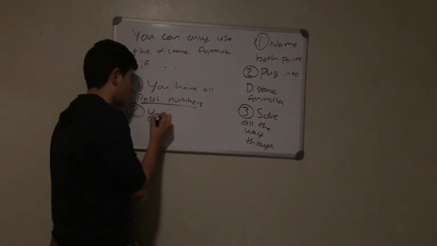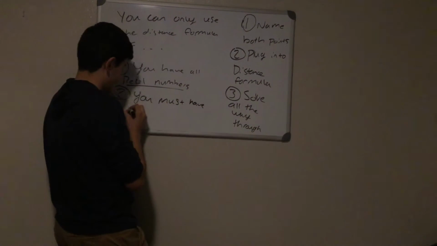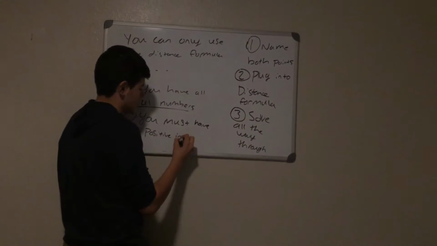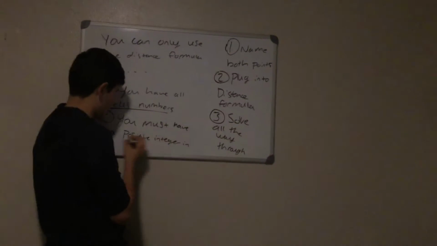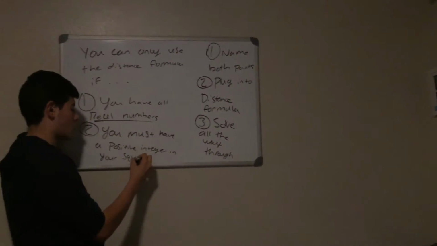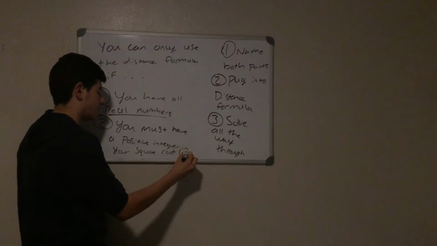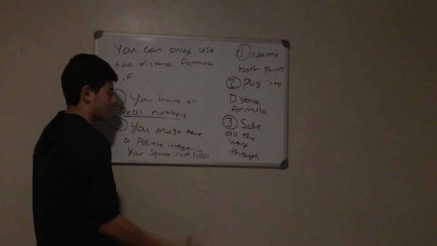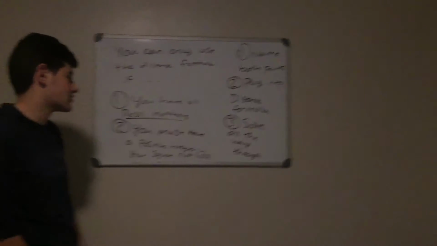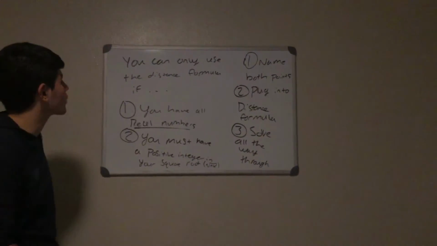So you must have a positive integer in your square root. That's plus x, x being your number, so it has to be positive. That's all I'm saying with that. So those are your only two rules for distance formula. I'm going to run through one more example, and then we're all set to go.